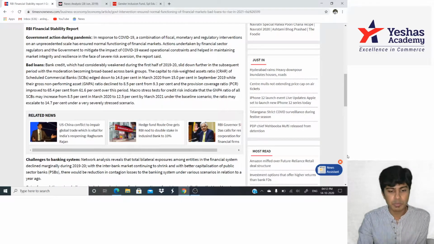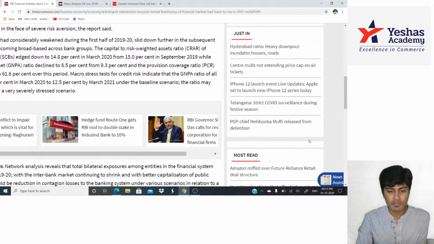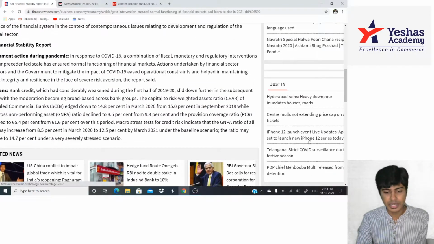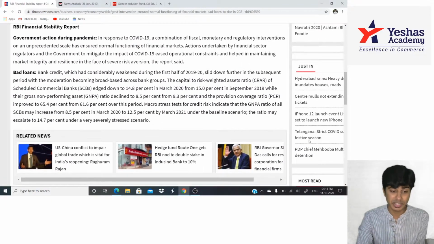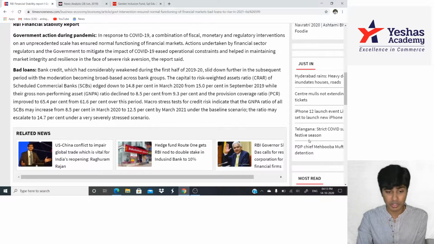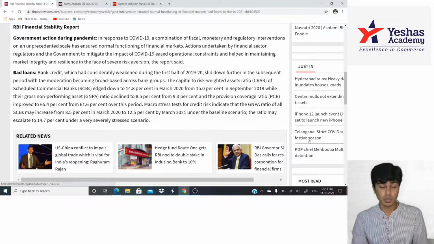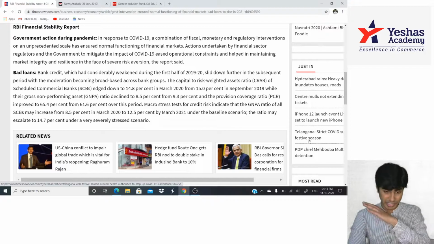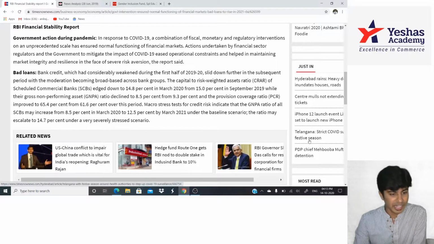In response to COVID-19, a combination of fiscal, monetary and regulatory interventions on an unprecedented scale has ensured normal functioning of financial markets. So because of the government intervention, the financial markets have been performing normally, is what the statement made by RBI. Next, actions undertaken by financial sector regulators and the government to mitigate the impact of COVID-19 eased the operational constraints and helped in maintaining market integrity and resilience in the face of severe risk aversion, the report said.